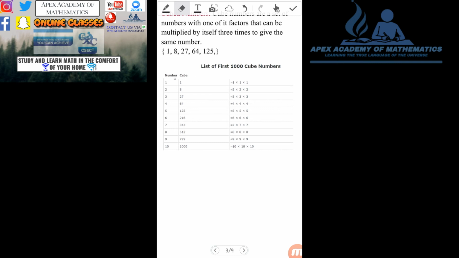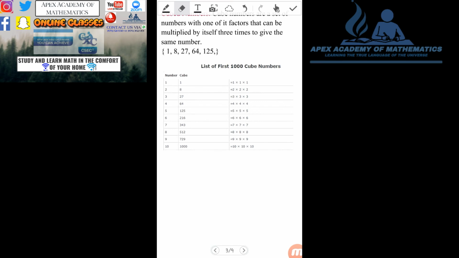Right, so we have 1 times 1 times 1 is 1, 2 times 2 times 2 is 8, 3 times 3 times 3 is 27, 4 times 4 times 4 is 64, and it goes on like that. All right, so really good to know what these cube numbers are. It's basically numbers that you multiply by itself 3 times and it will give you the very same number.